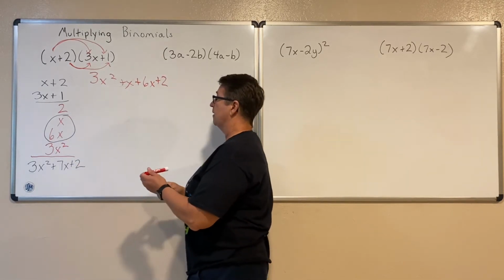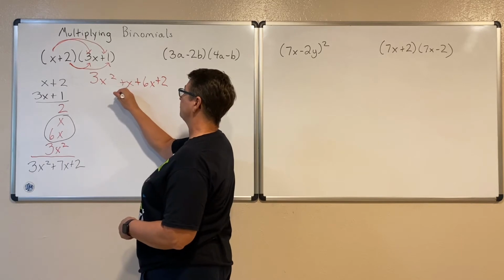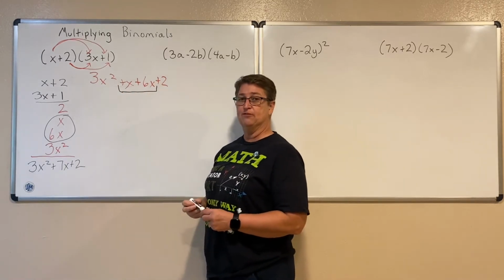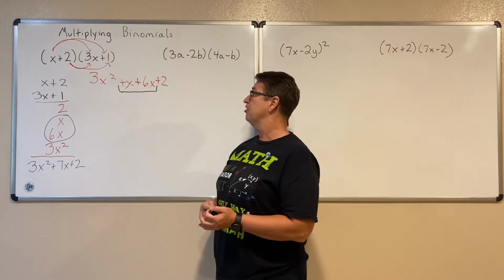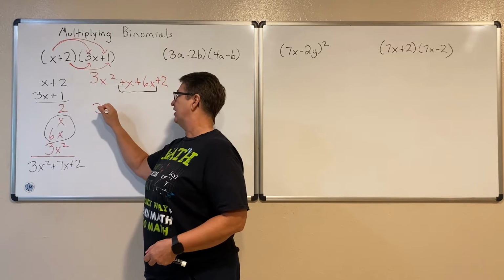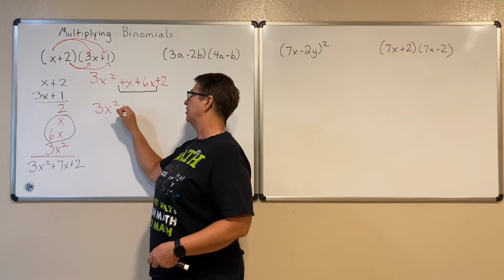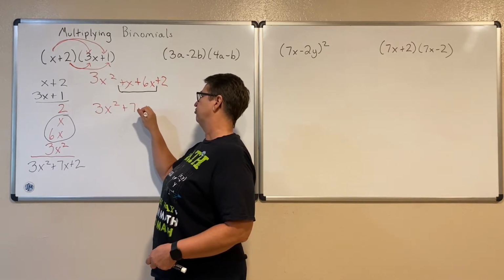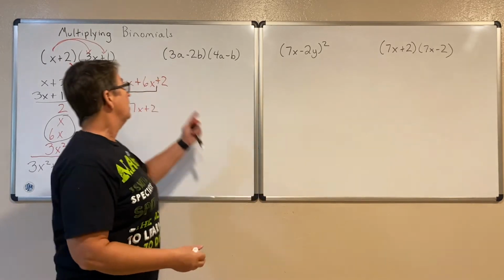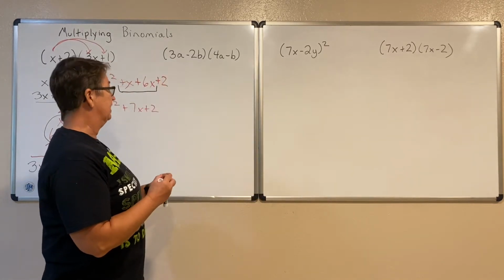Then I just combine my like terms. Typically, those like terms will be right here in the middle. If we have anything to combine, they'll be right there in the middle. So that we end up with a trinomial of 3x squared plus 7x plus 2. Notice that was the same as this. Let's practice distributing it here.